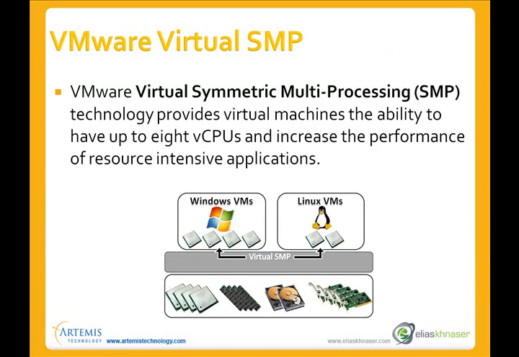Virtual SMP, or Virtual Symmetric Multiprocessing. What does that mean? That is the technology that allows you to assign more than one virtual CPU to a VM, up to 8 vCPUs per VM. And that's useful for resource intensive applications that need more horsepower, your Exchanges, your SQL servers, your Oracle servers that might need more horsepower in order for them to function and be more responsive. Virtual Symmetric Multiprocessing gives you that ability.